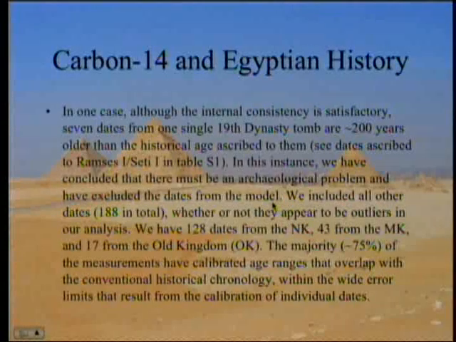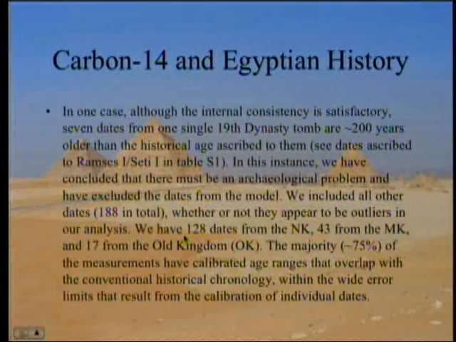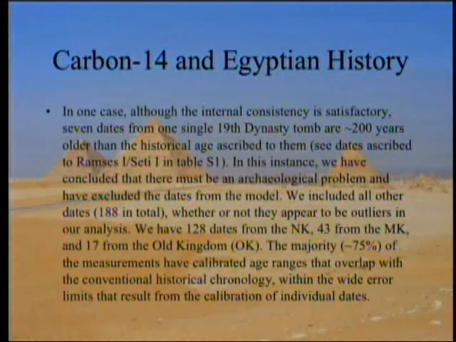So what you're doing is you're actually watching sausage being made. They look perfectly good, but they're just too old, and so therefore something's wrong with them, so we're just going to have to ignore them. We included all of the dates, 188 in total, whether or not they appear to be outliers in our analysis. We have 128 from the New Kingdom, 48 from the Middle Kingdom, 17 from the Old Kingdom. At least this is done better than some in that they have given you all the data they have, and in fact, if you go to that supplement, you will find all of the excluded dates as well, so you can look at them. The majority of the measurements have calibrated age range that overlap with the conventional historical chronology within the wide error limits that result from the calibration of individual dates.